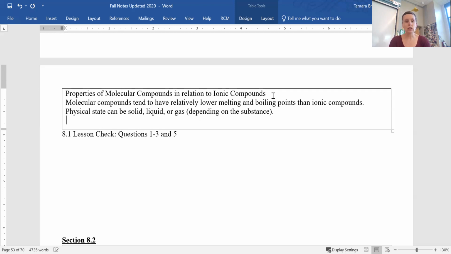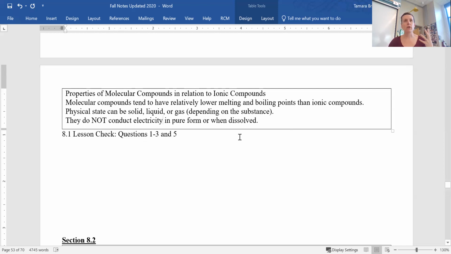So they do not conduct electricity in pure form or when dissolved. You could have put a period right here. They do not conduct electricity, but I just wanted to clarify. When they're pure or when they're dissolved, they're not conducting electricity. Ionic compounds will conduct electricity when they're dissolved in water. Covalent compounds do not conduct electricity.